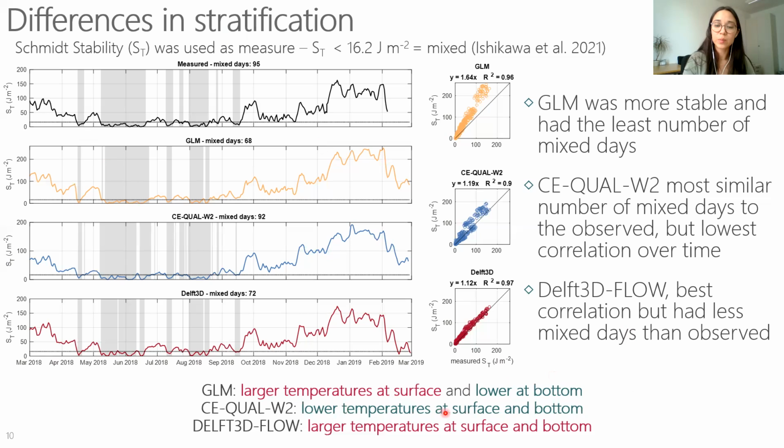T-Qual had lower temperatures at surface and bottom, and Delft had larger temperatures, the opposite of T-Qual, which then explains the smaller number of mixed days because it's stratifying more. And since the reservoir is in a subtropical region, the stability is larger due to the larger temperatures observed there.